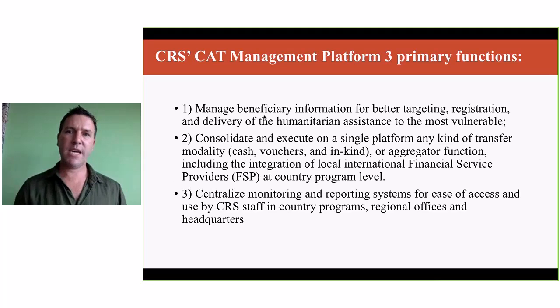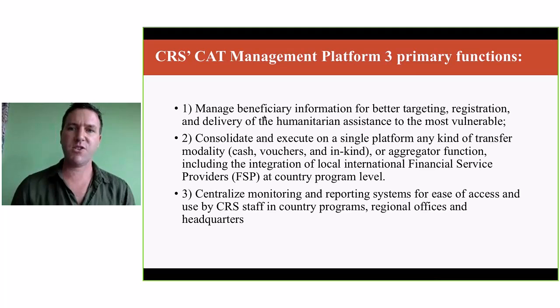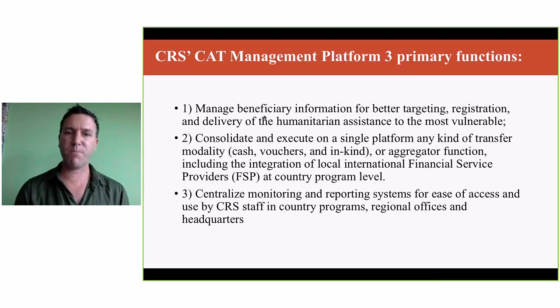And it has 3 primary functions: to manage beneficiary information for better targeting, registration, and delivery of humanitarian assistance, and to consolidate and execute in a single platform, as I tried to demonstrate there, any kind of transfer modality, cash, vouchers or in kind. And as I said, our aggregator function, including the integration of local and international FSPs, where allowed. And we centralize our monitoring and reporting systems for ease of access and use by CRS staff.